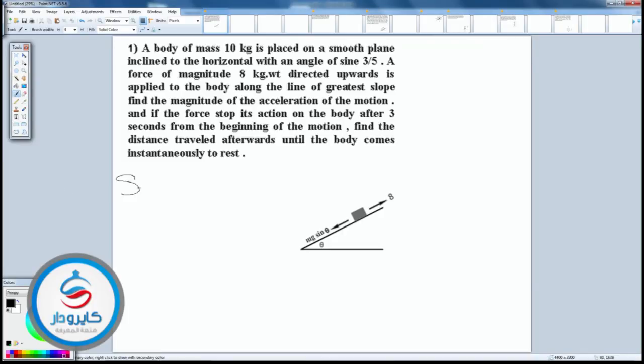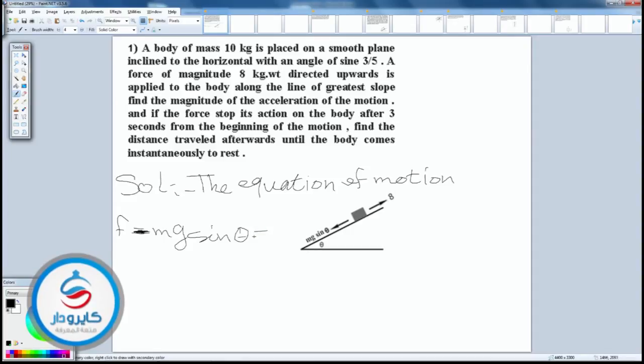Solution. From the figure, the equation of motion: F equals F minus mg sine theta equals MA. 8 by 9.8 minus 10 by 9.8 by 3/5 equals 10A.